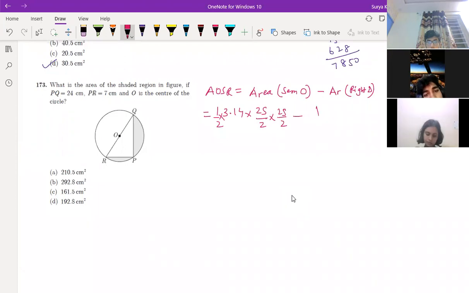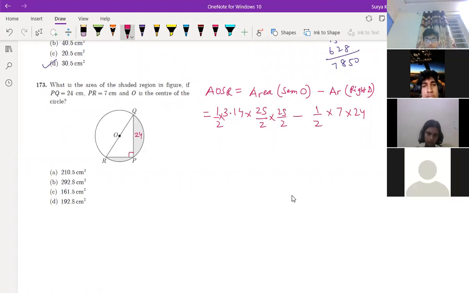Minus area of the rectangular half, base is 7 and height is 24. Sir, how is the radius 25 by 2? See, this is 90 degree, right? QP is given over here. PQ is 24 and this is 7. So by Pythagoras theorem, this whole thing is nothing but 25. So the radius becomes half of it. So 25 by 2 into 25 by 2.